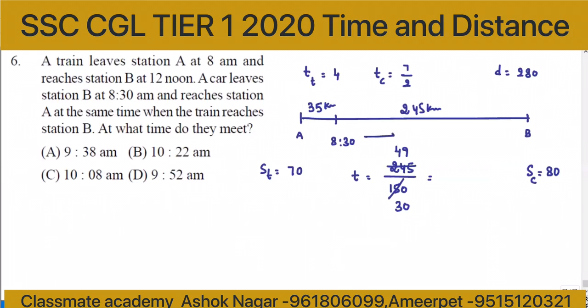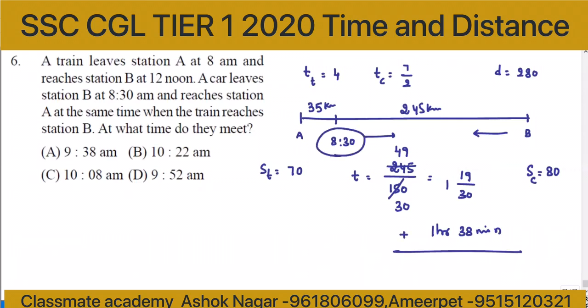They are moving in opposite directions, right? That is the reason you have added the speeds. So when do they meet? Distance divided by relative speed, you will take it. 49 by 30. Remaining is 19 by 30, so I take 1 hour and convert the remainder into minutes. Into 60, how many minutes does it take? 38 minutes. From 8:30, if you add 1 hour 38 minutes, it is 10 o'clock, 8 minutes.